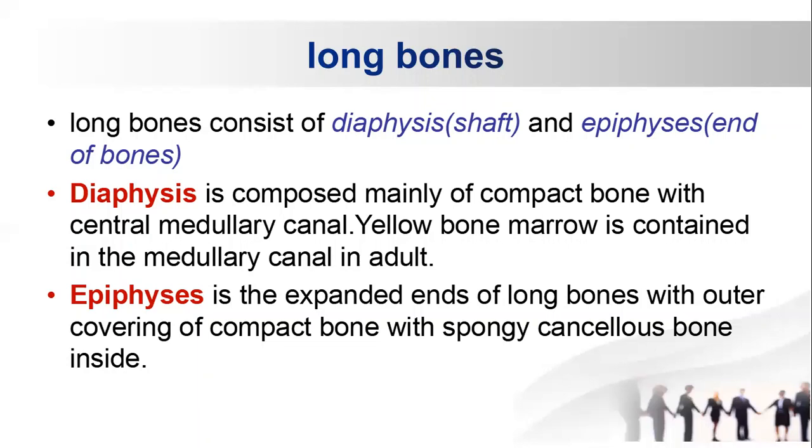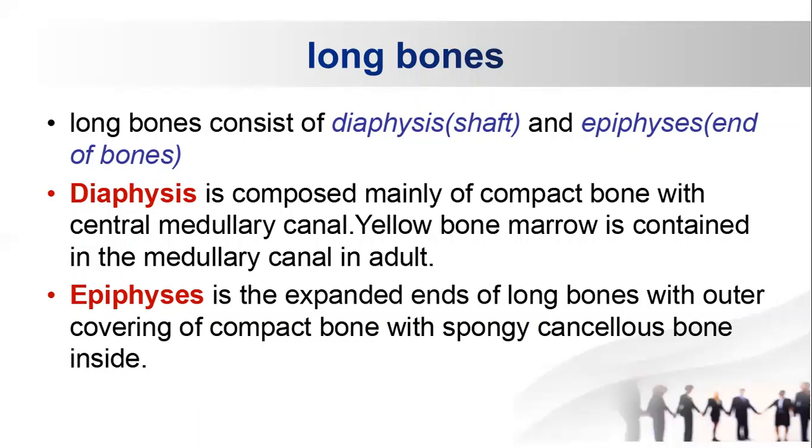In this session, we shall have a discussion on the basic structure of long bones, short, flat, and irregular bones. Then we shall have a discussion on bone markings. So basically, let's go ahead. Long bones consist of diaphysis, that's the shaft, and epiphysis, that's the end of long bones.